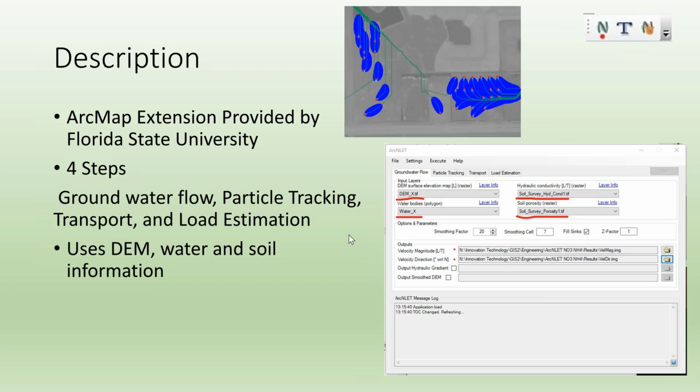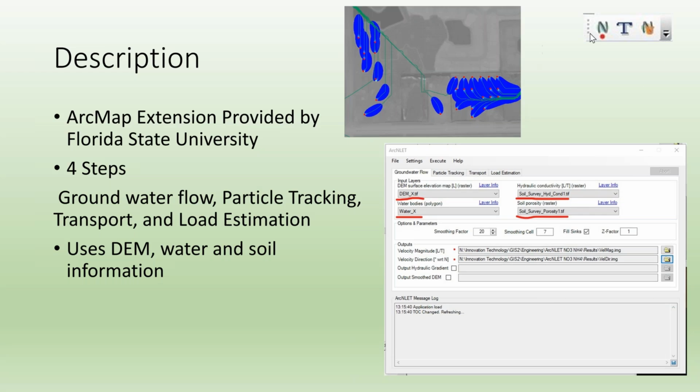So the tool is broken up into 4 modules or steps, each one giving you a necessary output to run the next step to eventually give you your information points for each septic system, as well as the plume graphic. It goes groundwater flow, the particle tracking, transport, and load estimation.